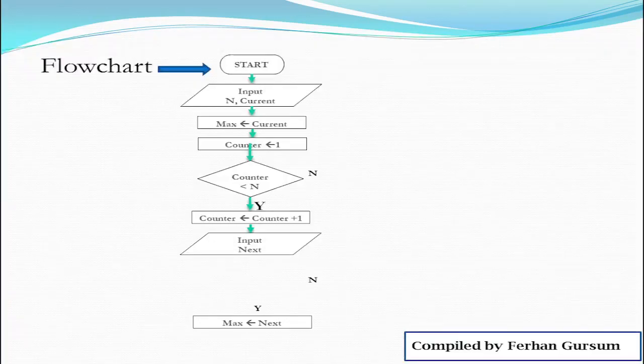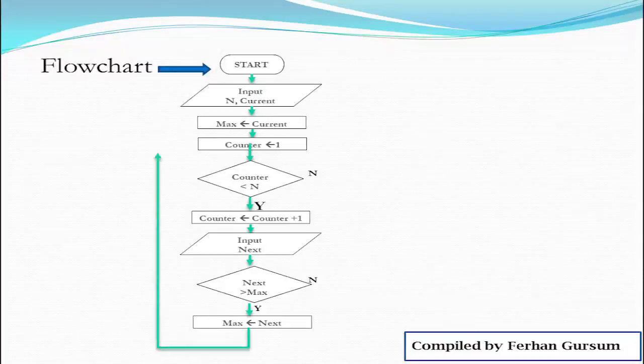Again here we have to use the diamond decision symbol. Why? We need to put a condition here: whether next is greater than max or not. We have two answers, yes or no. If it is yes, we assign next to max. Then this comes directly back to the first decision symbol, which means the diamond.